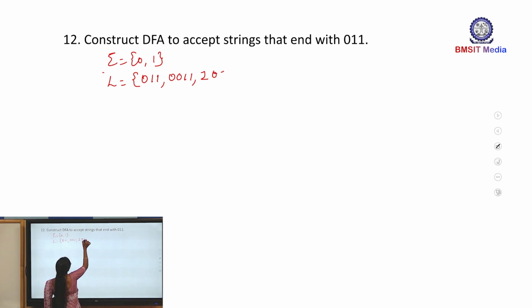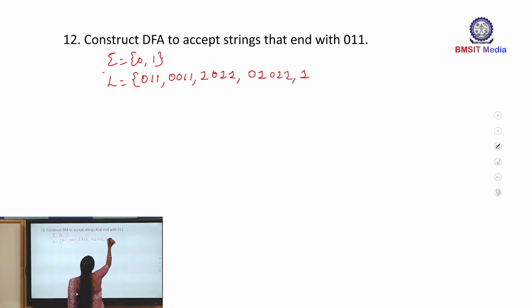1 followed by 0, 1, 1 should be valid. Then if I have 0, 1, 0, 1, 1, that should be valid. 1, 0, 0, 1, 1 should be valid. And so on. I can have any string that ends with 0, 1, 1.